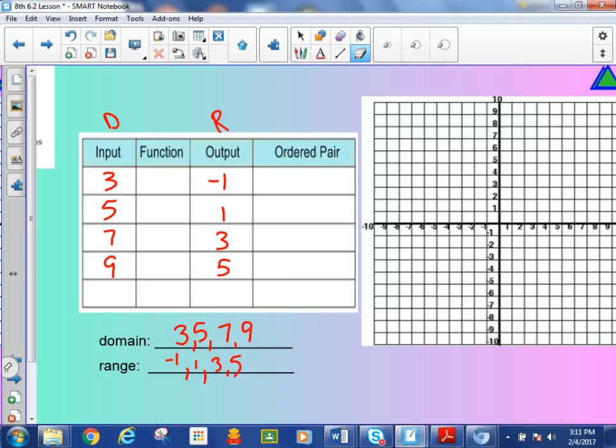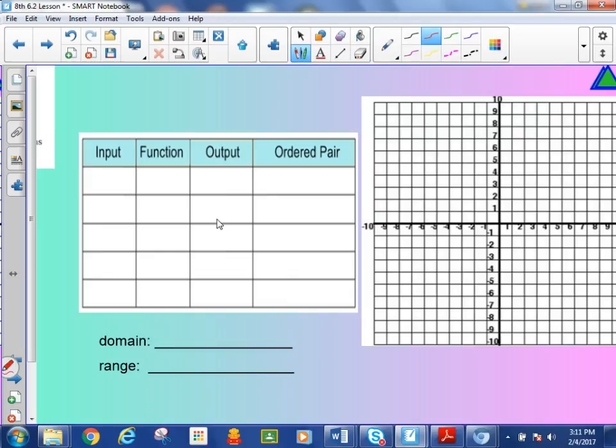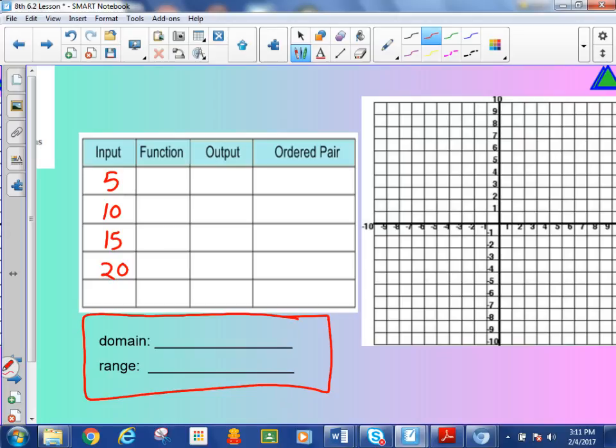All right, I'm going to give you guys one more. You're going to do this one on your own. All I want you to do, you don't have to graph it and you don't have to fill in the table. All I want you to do is identify the domain and the range of the set of numbers. Okay, so go ahead, find the domain and the range sets. Pause your video, work through it, and then check back.